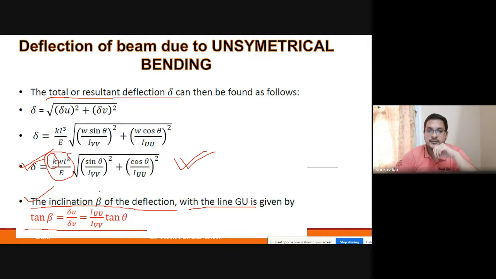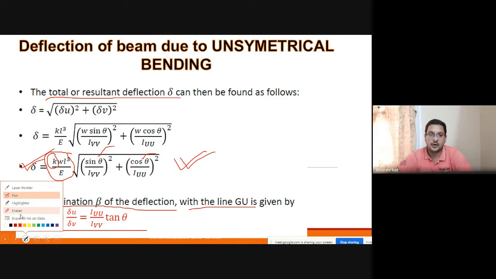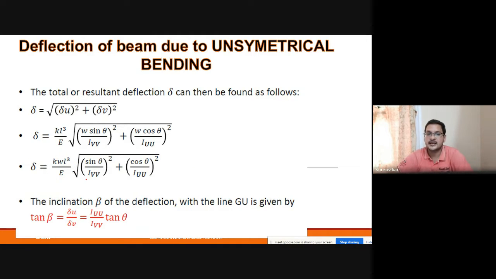If you see, this deflection depends on the load W. It depends on the angle of inclination, sin theta and cos theta. Always remember one trick. How to remember this, sir? See, with sin theta comes IVV, and with cos theta comes IUU. Sin theta by IVV whole square plus cos theta by IUU whole square.